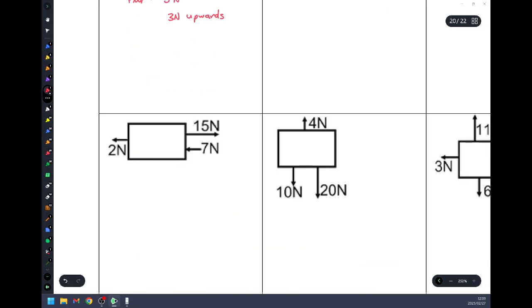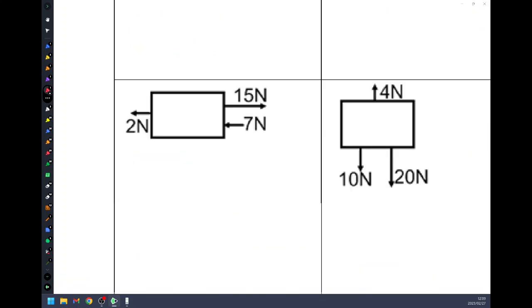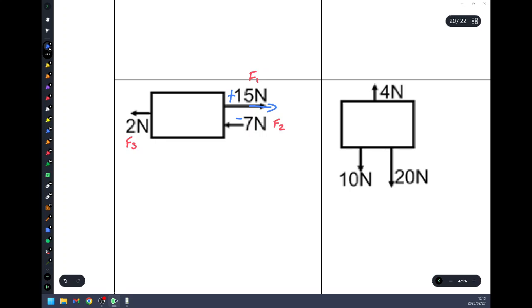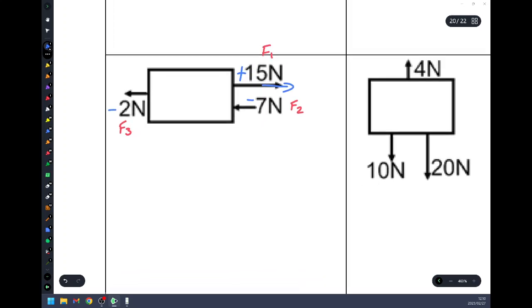Okay, let's do one more just to really solidify this. Okay, so now we've got F1, F2, and F3. Now we need to assign the signs. So the 15 Newton is acting to the right, so we can call that a positive force. The 7 Newton is acting to the left, and so it will become a negative force. And the 2 Newton is also acting to the left, so also a negative.